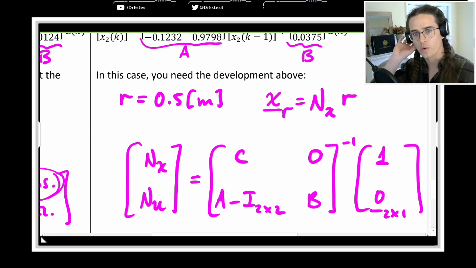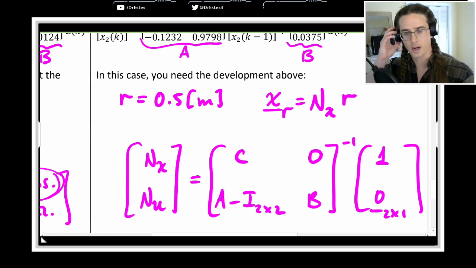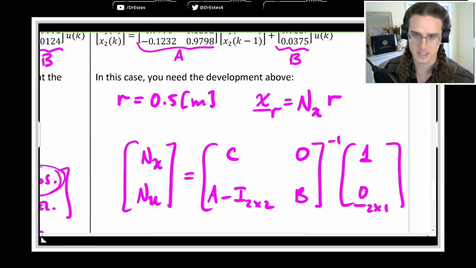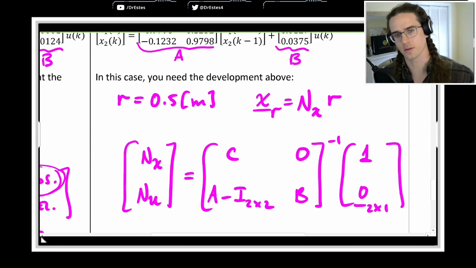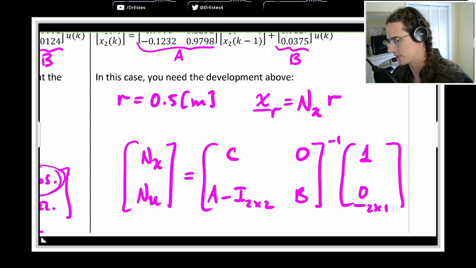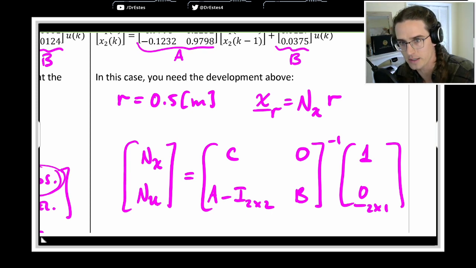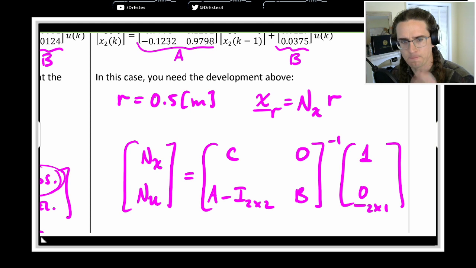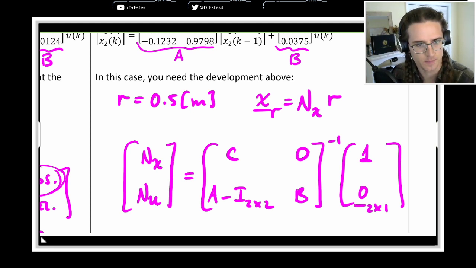So what I want to do is start a MATLAB code for this system. And so we'll solve for NX and NU in MATLAB. And then we'll keep working with this system a little bit to show you how you would actually design this controller. Okay, so I'm gonna go over to MATLAB.